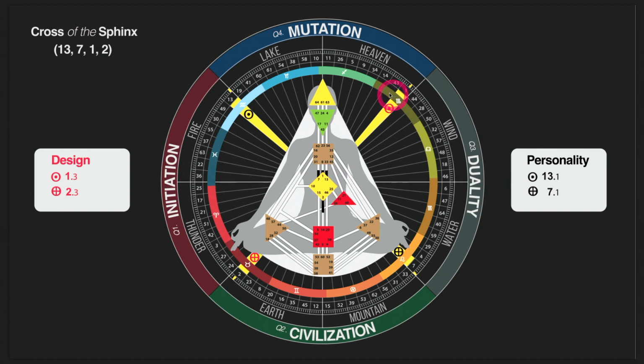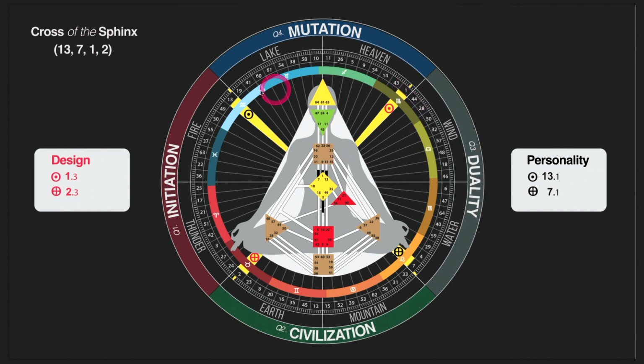But now here's where we're going to see how the mechanic of this works, because essentially this is a snapshot in time. This was the moment a soul was born, and at that time, and for that few hours in that day, this was the profile. It was Sun in the 13.1, design Sun in the 1.3.